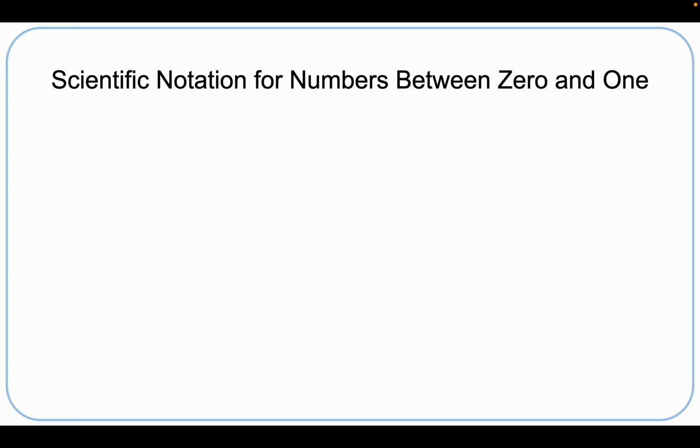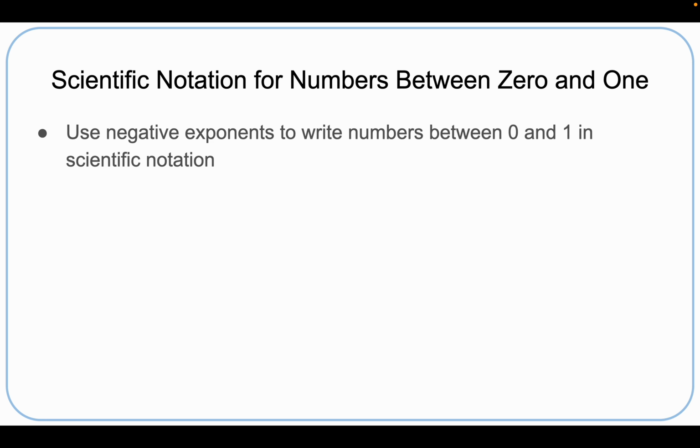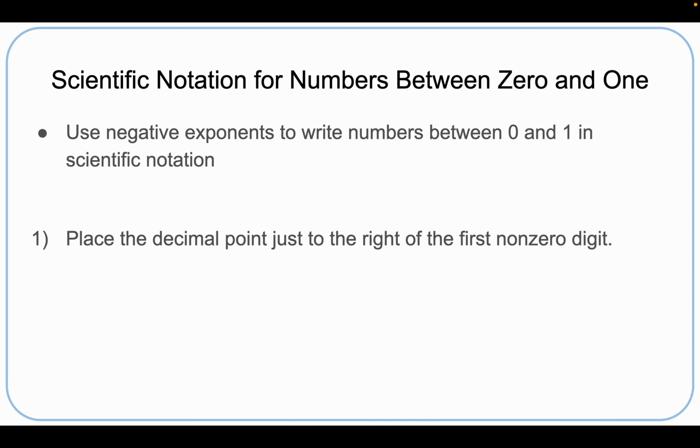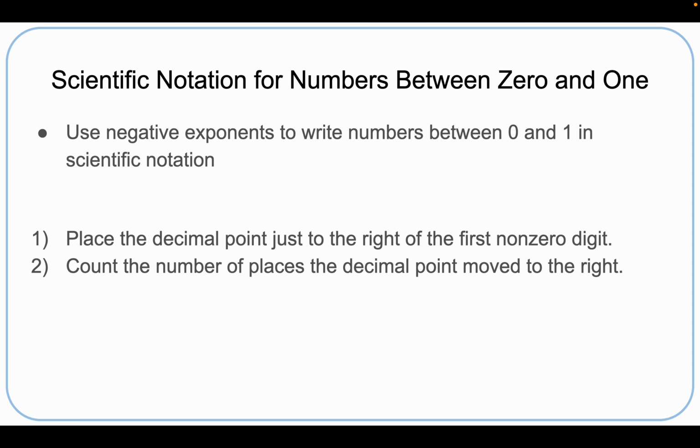All right, so now we'll move on to numbers between 0 and 1, writing them in scientific notation. Just like we used positive exponents, we can use negative exponents to write numbers between 0 and 1 into scientific notation. The steps for that are to place the decimal point just to the right of the first non-zero digit. That's the same step as what we did with numbers greater than 10. And then we would count the number of places that the decimal point moved to the right.